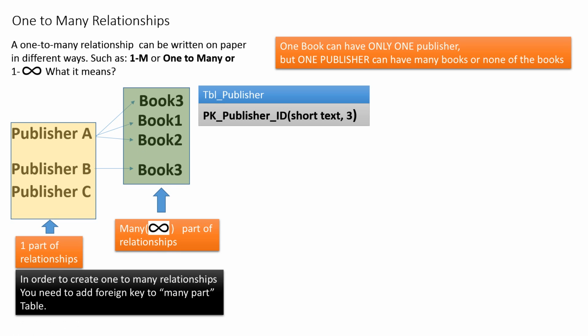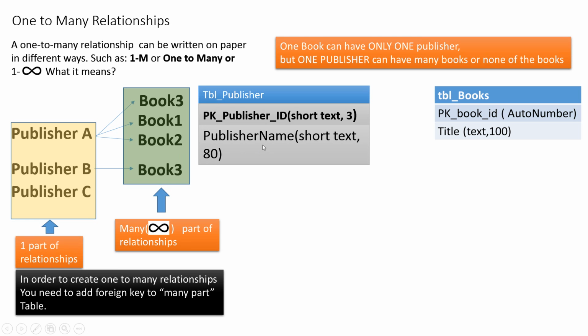So let's imagine we want to create table publisher. Primary key publisher ID. We'll have it as a short text 3. Then we'll have publisher name, short text 80, for example. So it will have only 80 characters in publisher name, not more. Now let's have table books. It will have primary key book ID, which can be an author number, and title, text 100, a title of a book, right?